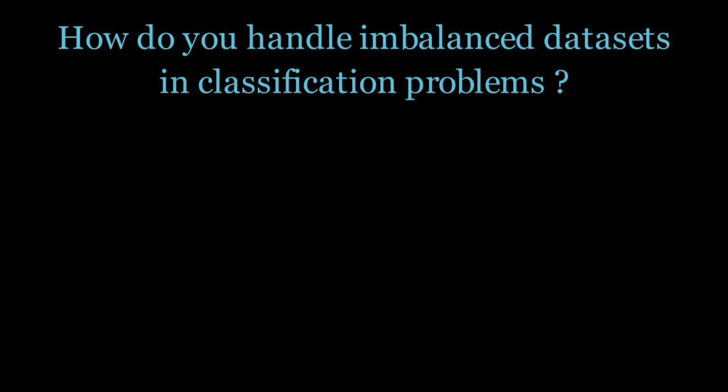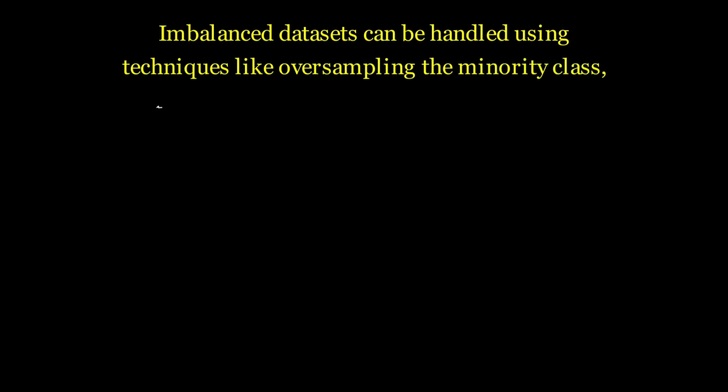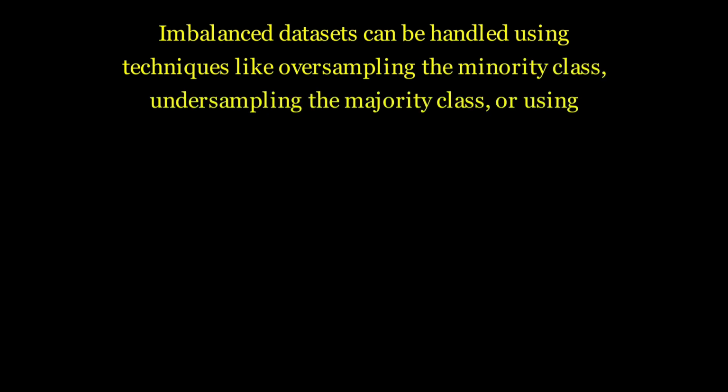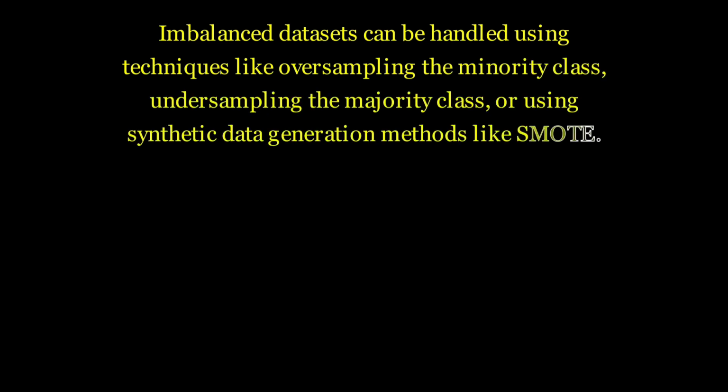How do you handle imbalanced datasets in classification problems? Imbalanced datasets can be handled using techniques like oversampling the minority class, undersampling the majority class, or using synthetic data generation methods like SMOTE.